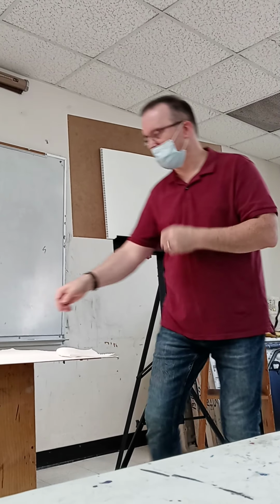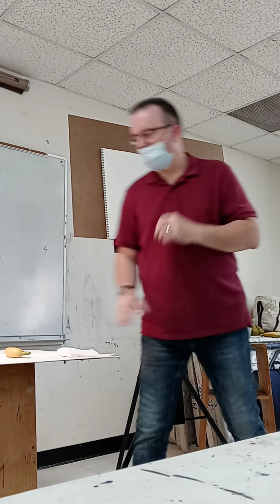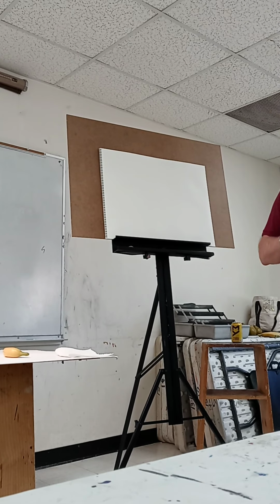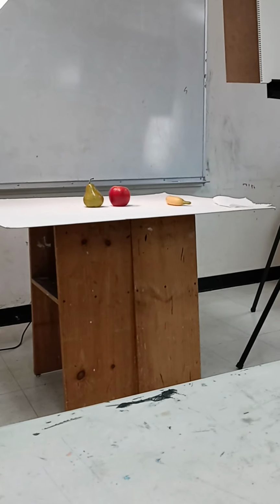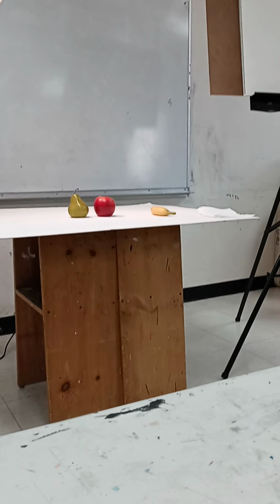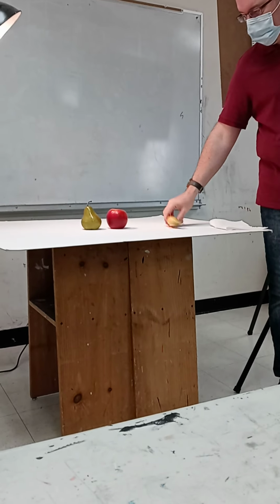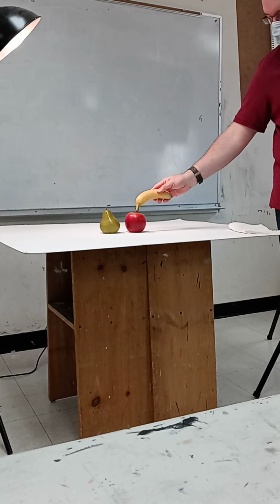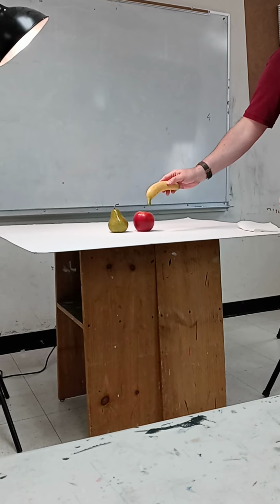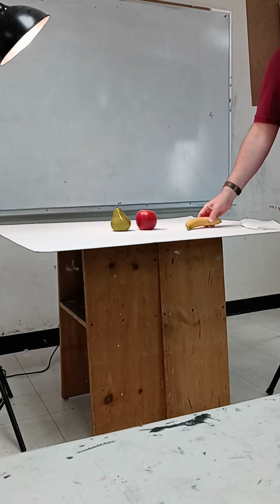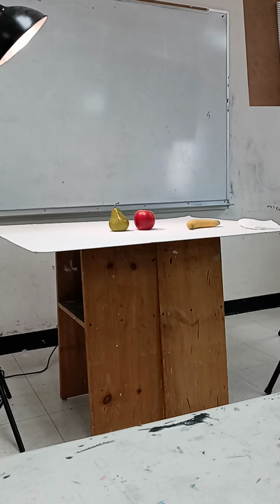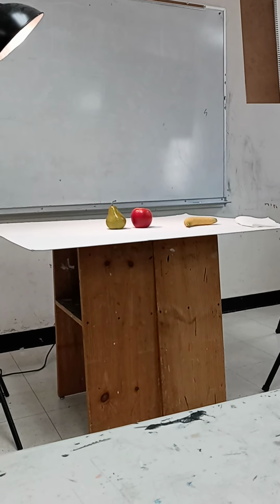All right, so what I'm going to do is take the banana out of the way. We want to talk about scale. Scale and proportion are kind of interchangeable terms. Just how big is one thing compared to something else? Well, there's two types of scale. There's internal scale, which is how big is something compared to itself. And then there's external scale, how big is something compared to something next to it.